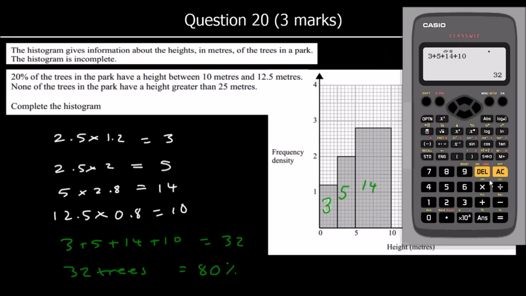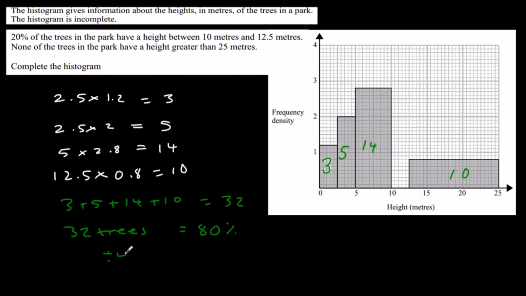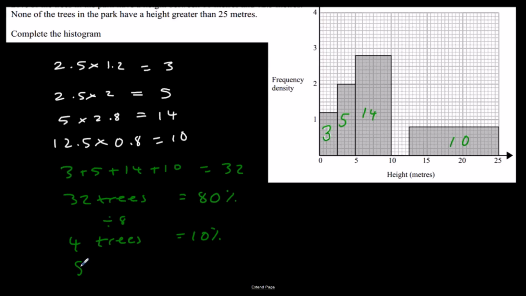So if I divide that by 8, 10% is 4. So 100% is 40. So 4 trees are 10%. So 20%, the missing trees must be 20%, which should be 8 trees. So we need to draw in 8 trees here. That needs to be 8 trees.